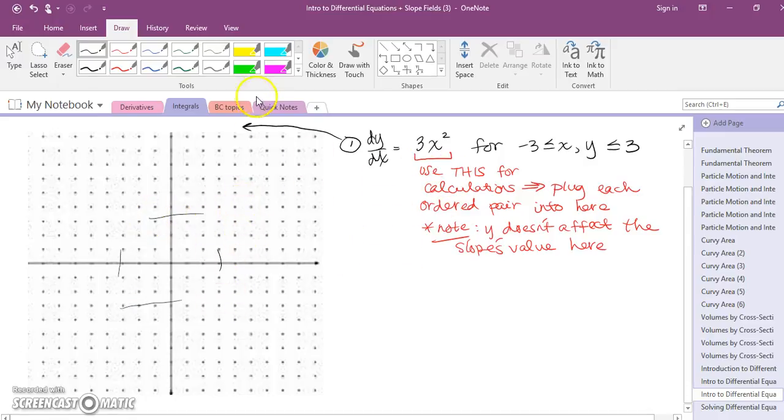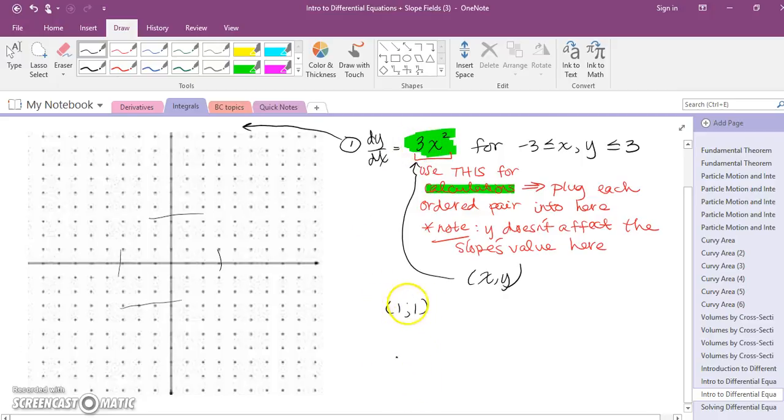So what you're going to do is you're always going to use whatever dy/dx equals for your calculations. You're going to plug each ordered pair into here. Now notice, if you plug an ordered pair x, y into here, y isn't going to matter. So for this slope field, you want to look for patterns like this. Y doesn't matter, only x is going to affect the slope's value. So I'll do a couple with you and then I'll have you finish it off.